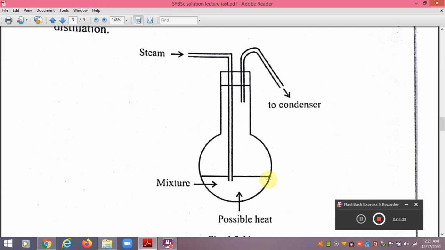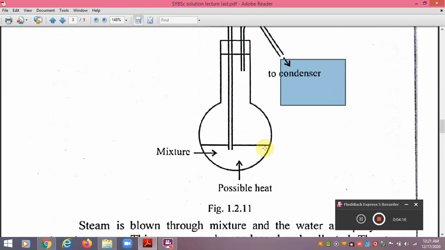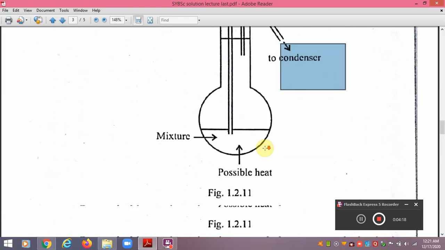So this is the mixture. Steam is passed into this mixture, the liquid will be converted to vapor, and that vapor will be passed to this condenser, and it will be condensed outside here. This is the way by which we will be able to separate one liquid from the other.